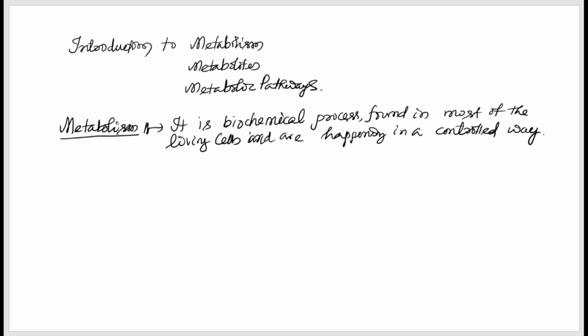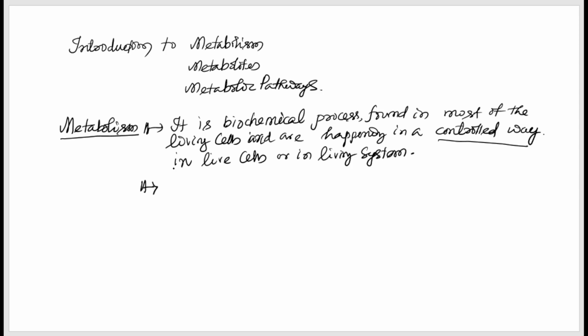Controlled way means where and when something is to be produced, where it is to be conducted, and what components are going to be inside, which is essential for the cell or the living system. That will be decided by the cell itself with the help of certain genes and their expression. So that's why I'm writing here in a controlled way, in living cells or a living system. This is the first one.